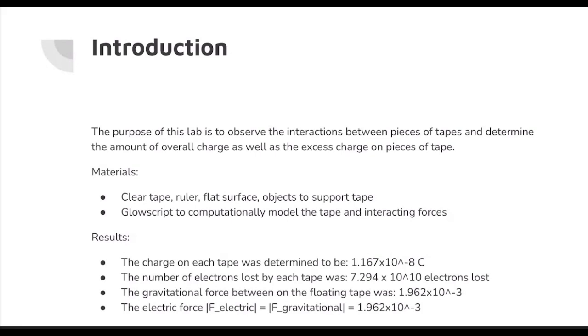The result was that the charge on each tape was determined to be 1.167 times 10 to the negative 8 coulombs, and the number of electrons lost by each tape was 7.294 times 10 to the 10 electrons. The gravitational force on the floating tape was 1.962 times 10 to the negative 3 newtons, and the electric force is equal to the magnitude of the gravitational force, so 1.962 times 10 to the negative 3 newtons.